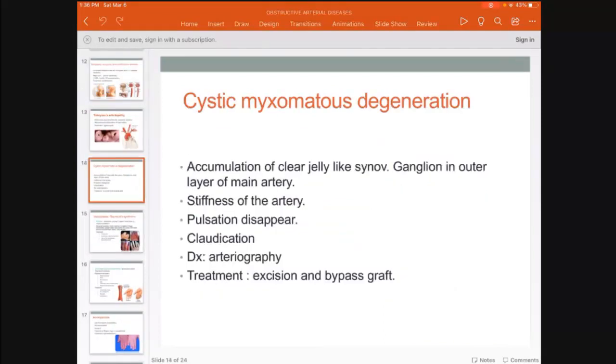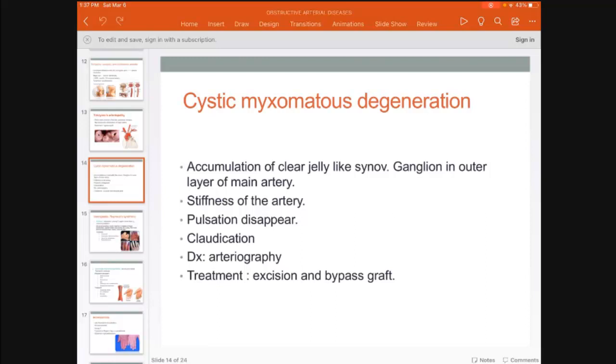Also, I have another thing, what we call cystic myxomatous degeneration. This is due to the accumulation of clear jelly-like synovial ganglion material in the outer layer of the main artery. Because the jelly-like formation affects the outside, the outer layer, يعني tunica adventitia of the artery, it leads to stiffness and compression of the artery, disappearance of the pulse, and maybe claudication.